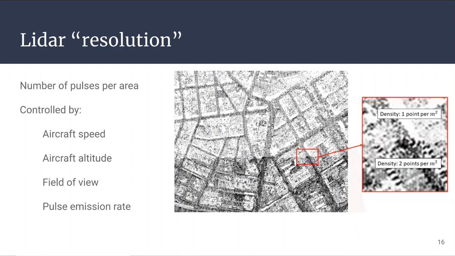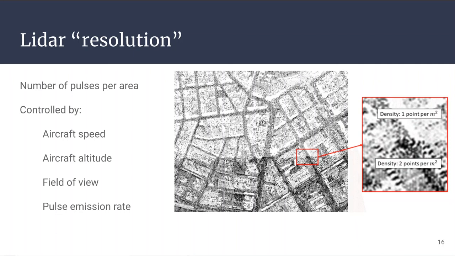So do you have 10 pulses in a meter squared, or do you have 100 pulses in a meter squared? That'll give you different quality of data because you have more coverage with those pulses or less coverage with those pulses. So this density of pulses is actually controlled by several factors. You can have the same type of LiDAR unit employed in a different way that'll give you this different resolution or different quality or accuracy of your output data.